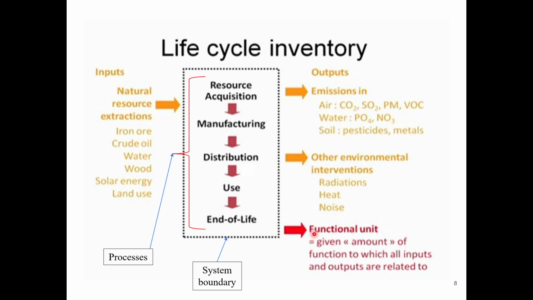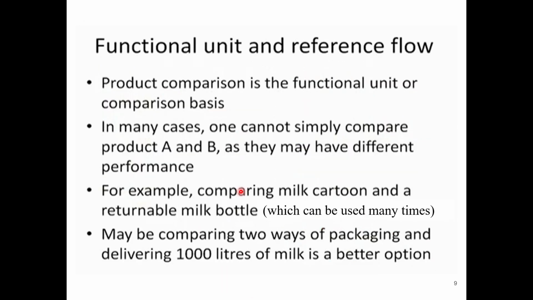So that is basically a specification. What is the requirement of the product? Why do we need that product? That is given in a unit which is called a functional unit. So product comparison is done on the functional unit or some comparison basis. Basically, the comparison between two products is in terms of functional unit or some comparison basis. However, in many cases one cannot simply compare product A and B, as they may have different performance.